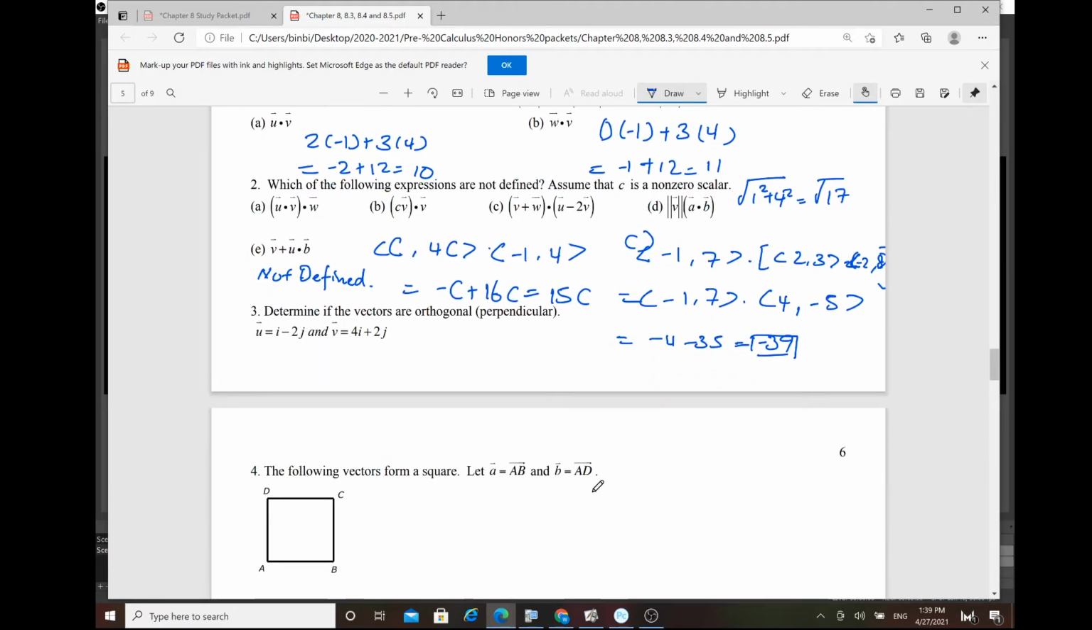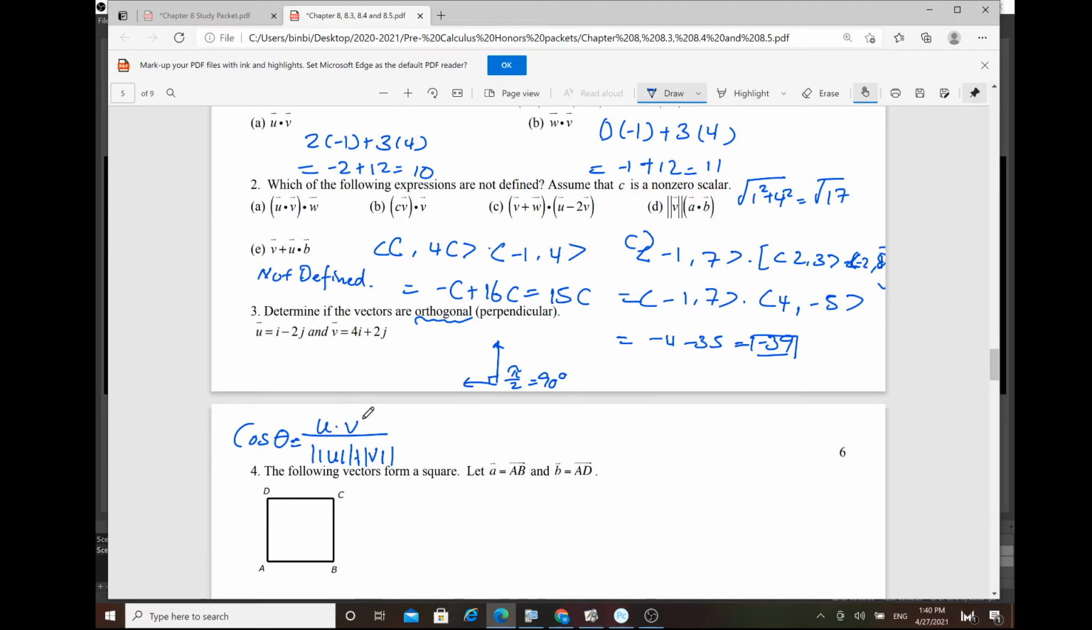Now determine if the vectors are orthogonal, perpendicular. Orthogonal means the vectors are perpendicular. Let's say we have two vectors, one going this way and the other going this way. That means they're perpendicular, so the angle has to be pi over 2, or 90 degrees. So what you need to do is find the angle between the vectors. Cosine of theta is u dot v all over the magnitude of u times the magnitude of v.